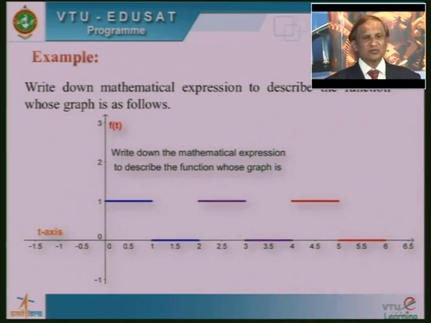So, I wanted to give one more similar example, and it is a very famous example. Sometimes they may give a graph like this and ask you to write down a mathematical expression to describe the function whose graph is as follows. Now, observe the graph. Corresponding to 1 on f of t, a small line segment is there, and from 1 to 2 on the t axis, again you can see a small line segment.